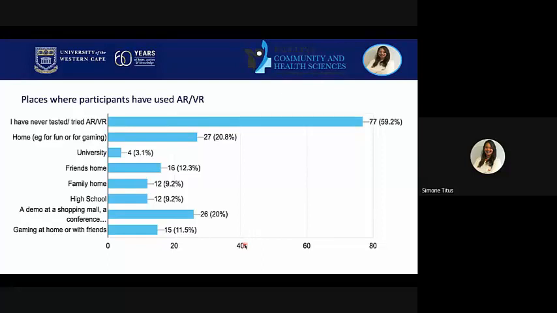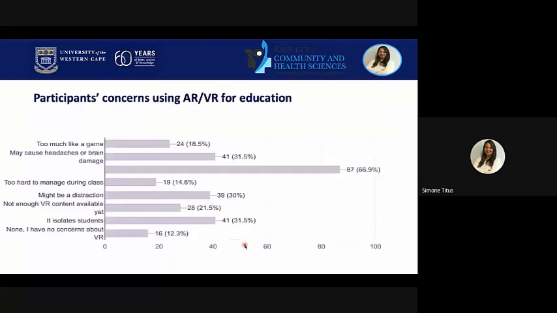Many students have tried or tested AR or VR, usually at shopping centers for fun or for gaming and with friends at home. However, some of them do have concerns with regards to AR or VR, and one of the biggest concerns for them was that it might be expensive and difficult to implement.